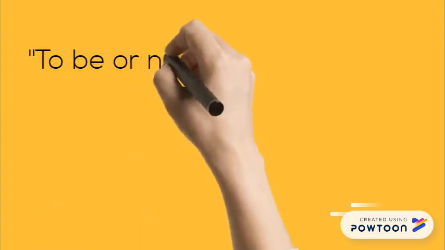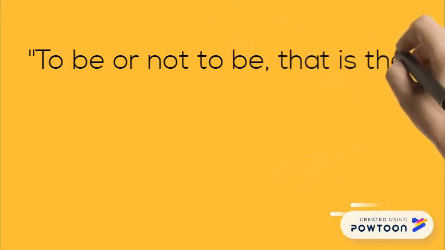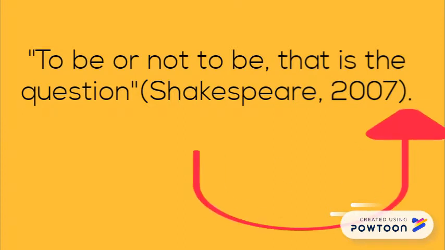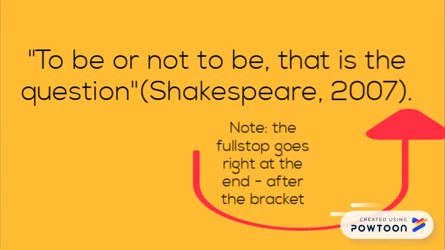And this is what an in-text reference will look like in your text. Note the full stop goes right at the end after the bracket. You do this to show that the citation belongs to the sentence.